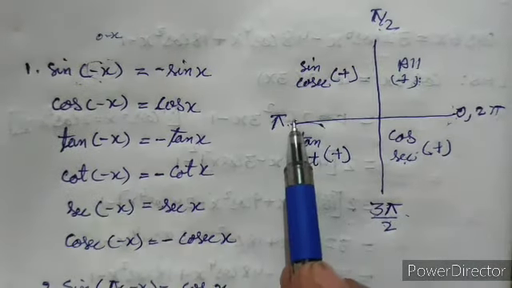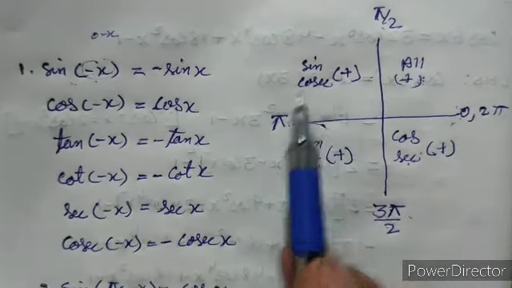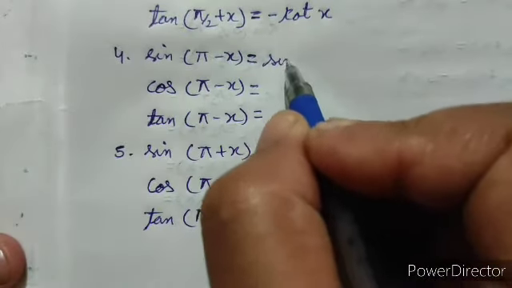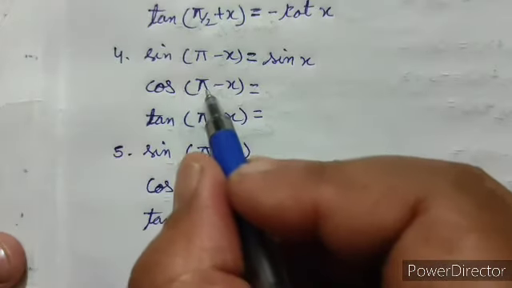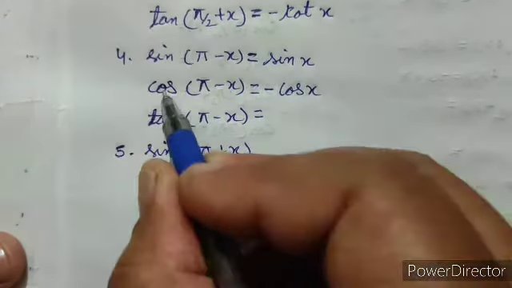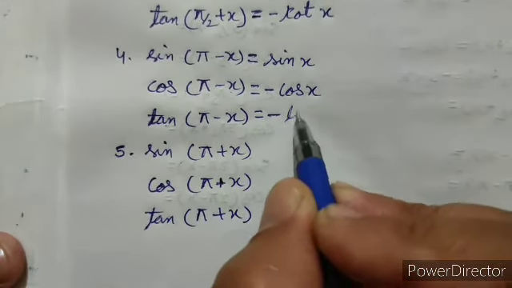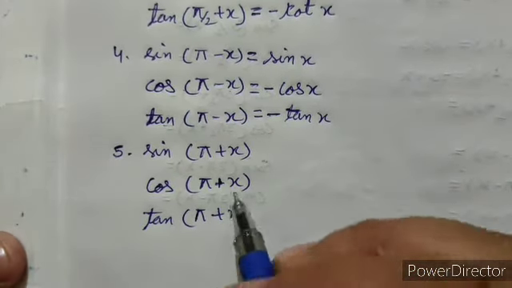Now here pi minus x will come in the second quadrant. So sin pi minus x will be equal to sin x, as sin is positive in the second quadrant. Cos pi minus x will be equal to minus cos x, as cos is negative in the second quadrant, and tan pi minus x will be equal to minus tan x, as tan is negative in the second quadrant.